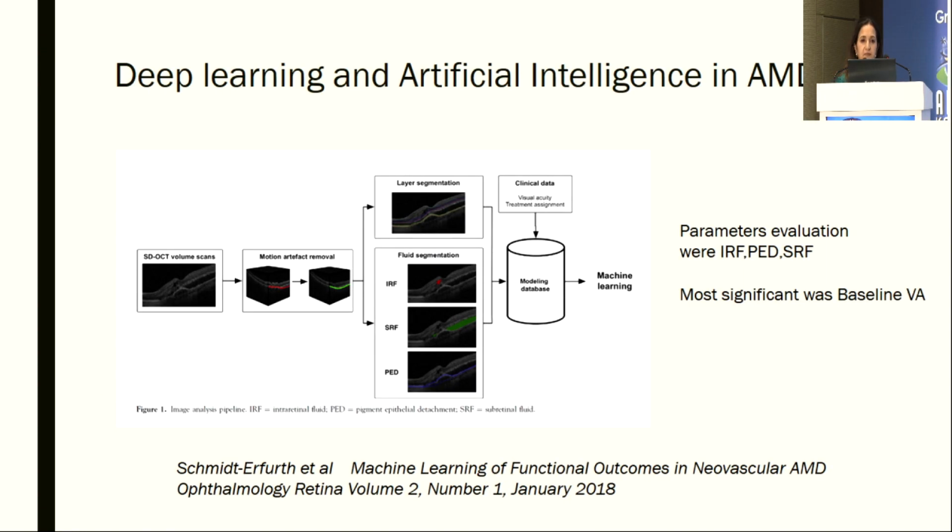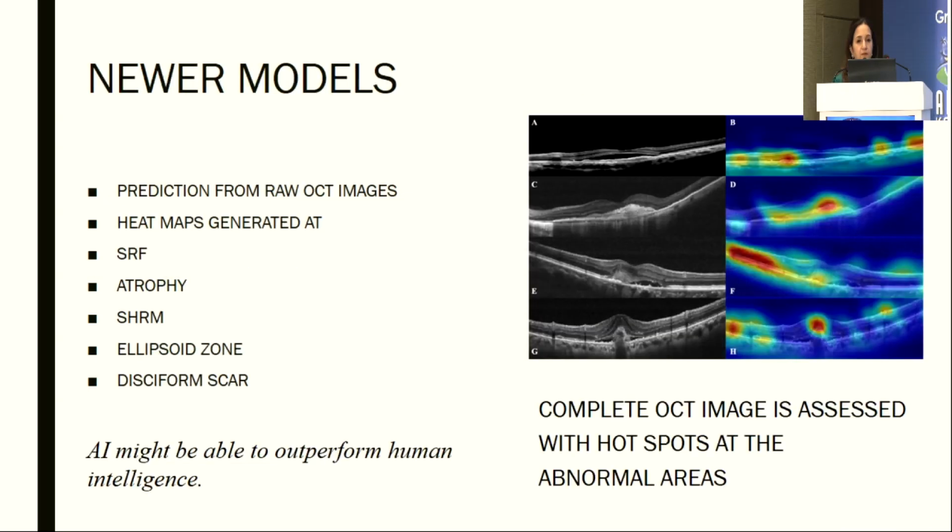And last, deep learning, artificial intelligence, is definitely coming up. Where we were considering parameters like IRF, PED, and SRF, now they are feeding the computers the whole complete OCT scans with marked up heat maps for SRF, for atrophy, for SHRM, for ellipsoid zone, for disciform scars. So the computers are going to become very, very intelligent, and they may outperform human beings. And tomorrow you will just have to ask the computer, shall I inject or shall I not inject? Thank you.